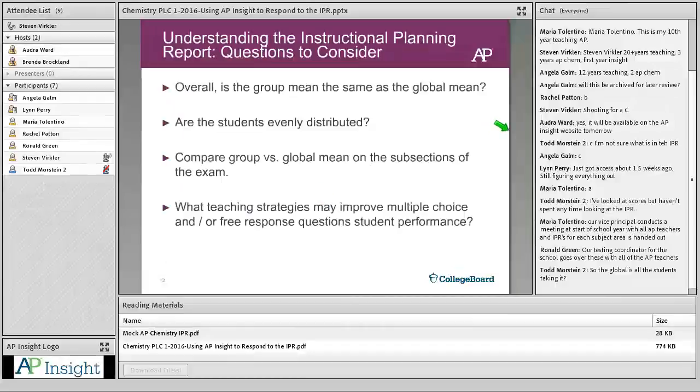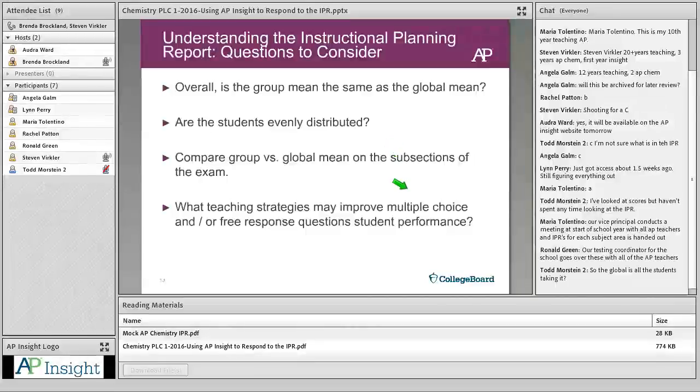All right. So let's just check, right? If you're looking at your group and you're looking at the global mean, the means might be the same, right? Or you might want to see if your students were evenly distributed. Maybe on the upside, your students were all on that upper end. So those are going to be some questions that you want to be, again, asking yourself. I like to focus on the subsections myself because I like to see how they were doing on specific questions or specific content areas. So I might look at that as well.